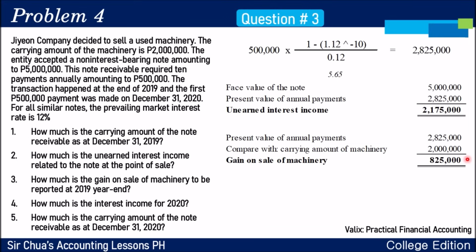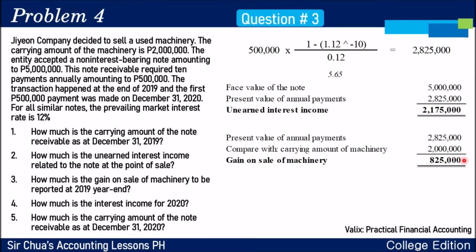Don't you ever compare the face value of the note with the carrying amount of machinery and tell me that the gain on sale is 3 million. That's wrong. Because 5 million carries interest inside of it. So what you need to compare is the carrying amount of the note receivable, which is the present value, which is 2,825,000. Okay? And that's your gain on sale of machinery.